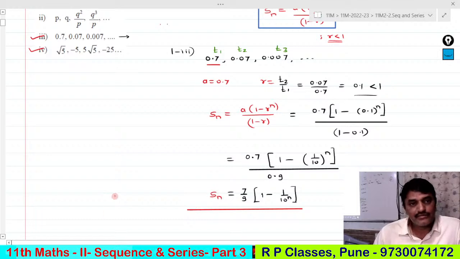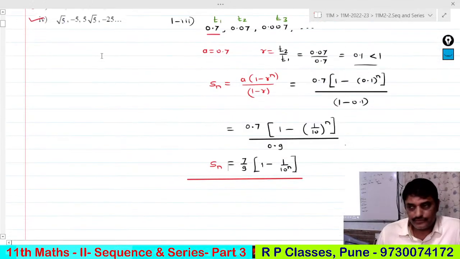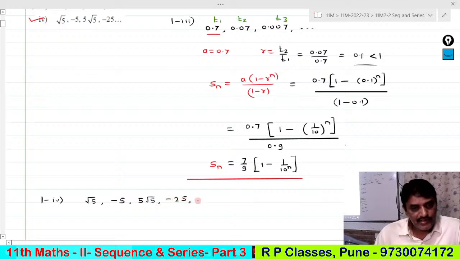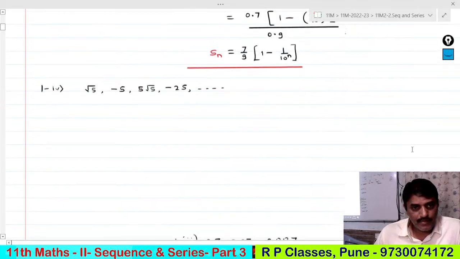Is this okay? Likewise, I'll go for the second question. 1 subpart 4: fifth root 5, minus 1 by root 5, minus 25 and so on.